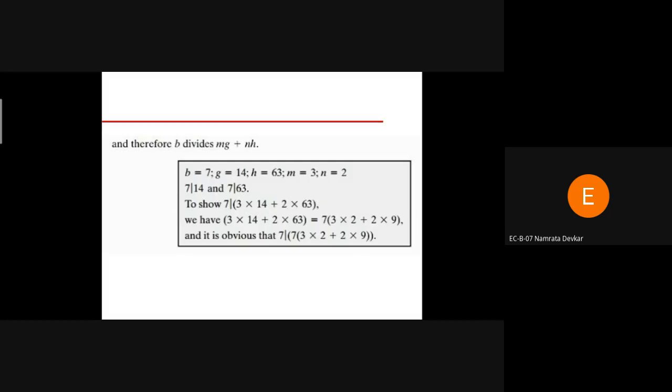So this is the property of divisibility. Have you understood it? How can we replace 14 by 2 and 63 by 9? Here the property says we have to divide 14 by 7, that is, g divided by b. So 14 by 7 is 2 and 63 by 7 is 9, so we can represent 9 here. So it is the property of divisibility.